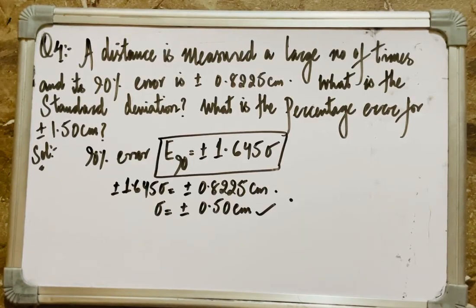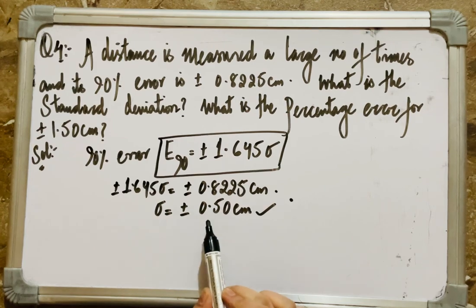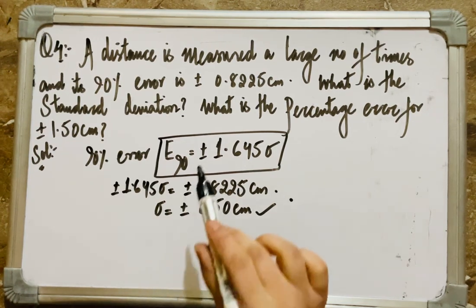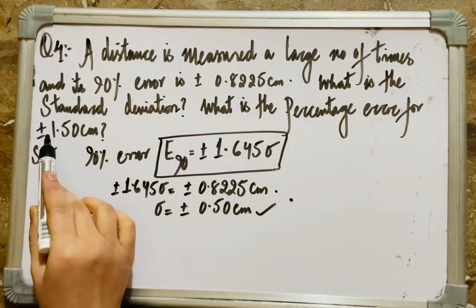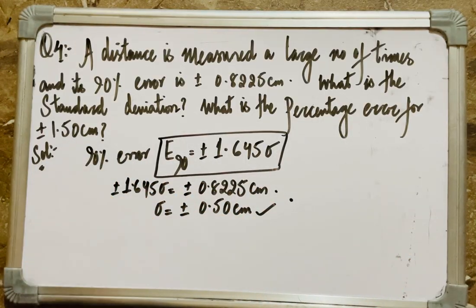Alright, so I have calculated my standard deviation from the 90% error, which is equal to plus minus 1.645 times the standard deviation. So my standard deviation is 0.50 centimeters, because in the question it was given that the 90% error was equal to plus minus 0.8225 centimeters. So I got my answer. My standard deviation is plus minus 0.50 centimeters. Now the second part of the question says, what is the percentage error for plus minus 1.50 centimeters?